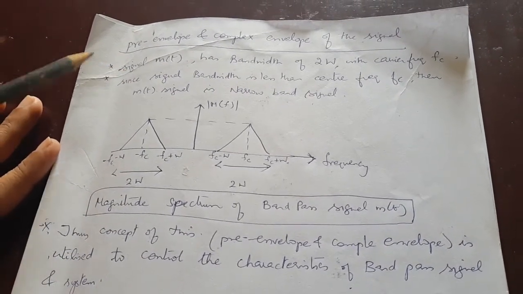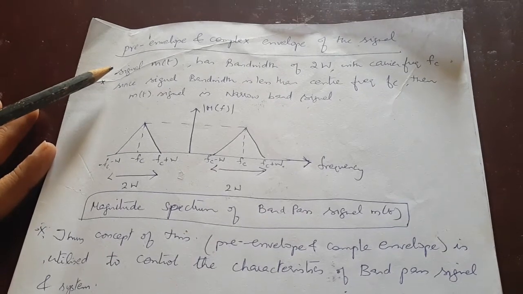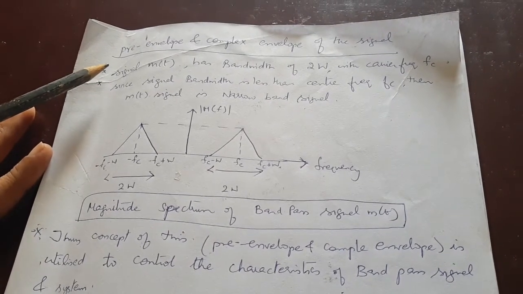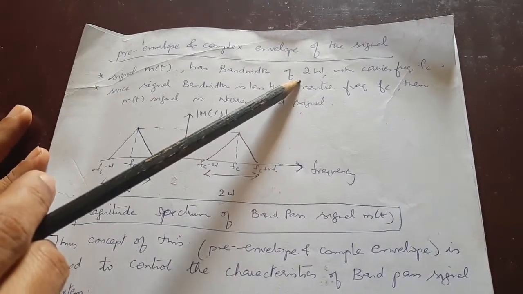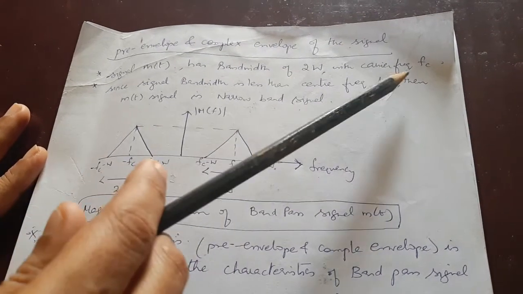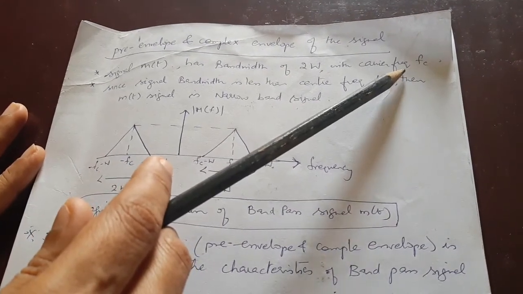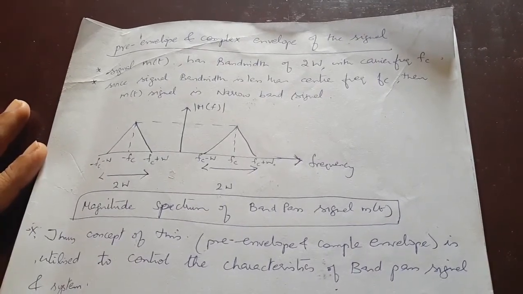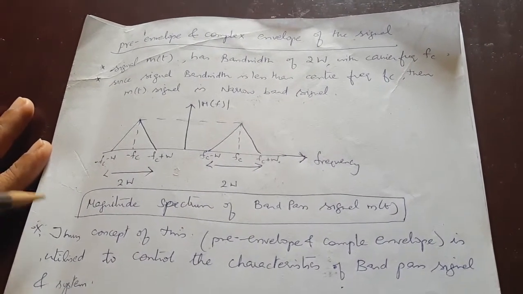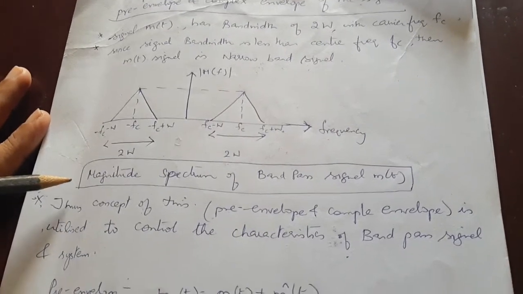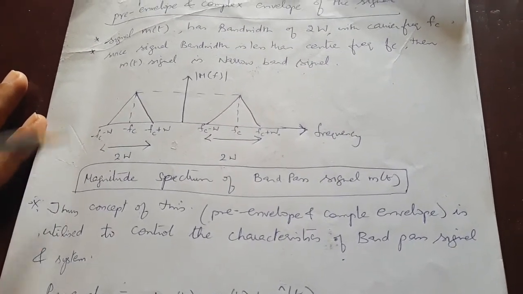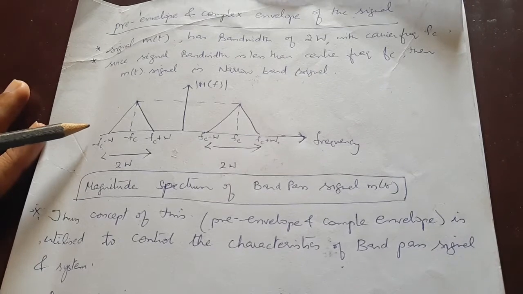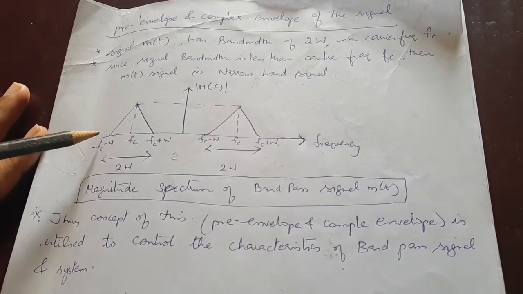So we'll consider the signal m of t. The signal is going to have a bandwidth 2W with a center frequency as carrier, which is Fc. So how to determine the spectrum of the signal? The magnitude spectrum of a band pass signal is given as shown above. This signal is going to have a magnitude value.